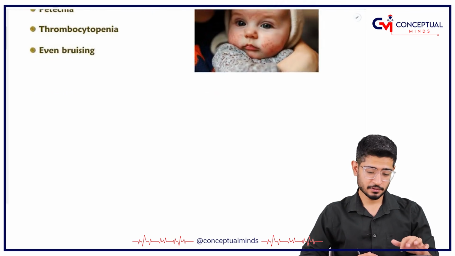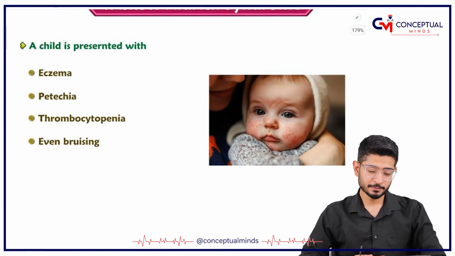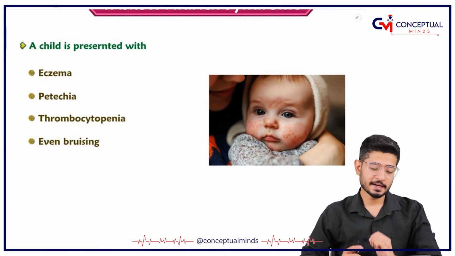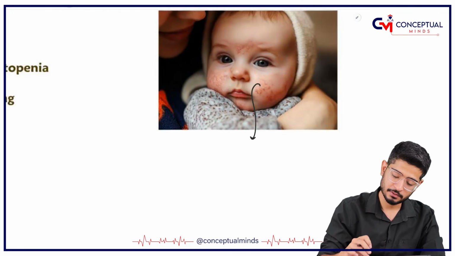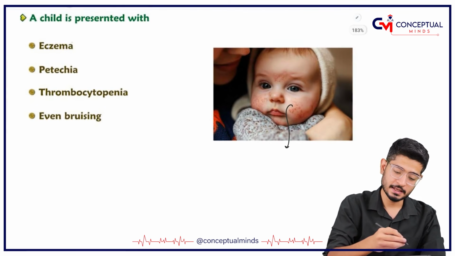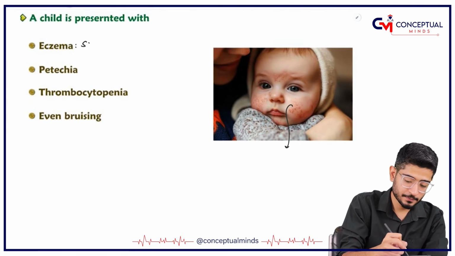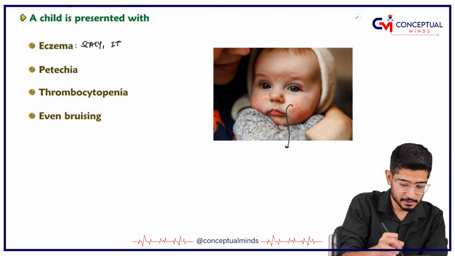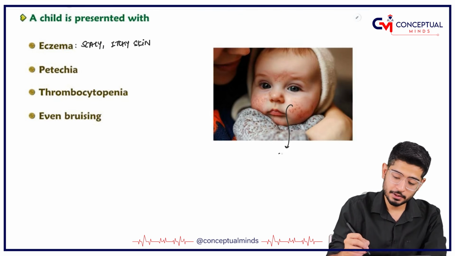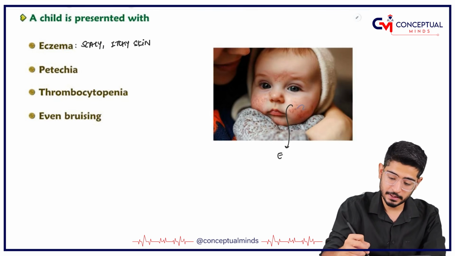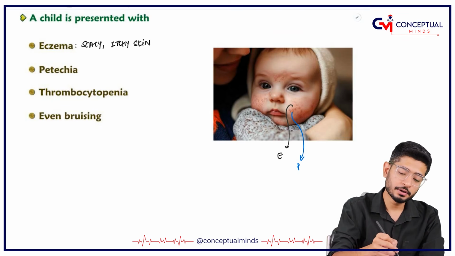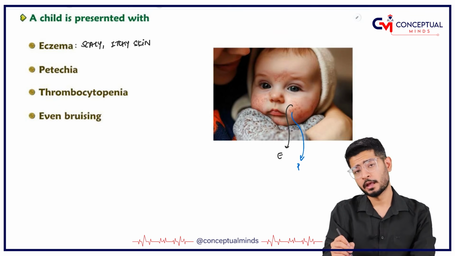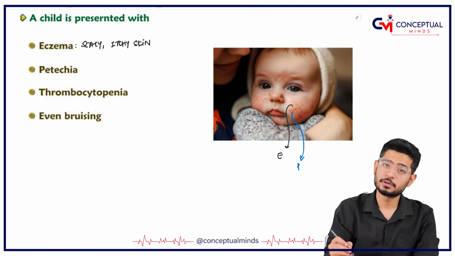So Wiskott-Aldrich syndrome. Can you see this cutie child? This child is having eczema. Eczema is scaly, itchy skin. And then you have petechial hemorrhages, like the red spots you can see. When you check the platelet count, it is going to be decreased.